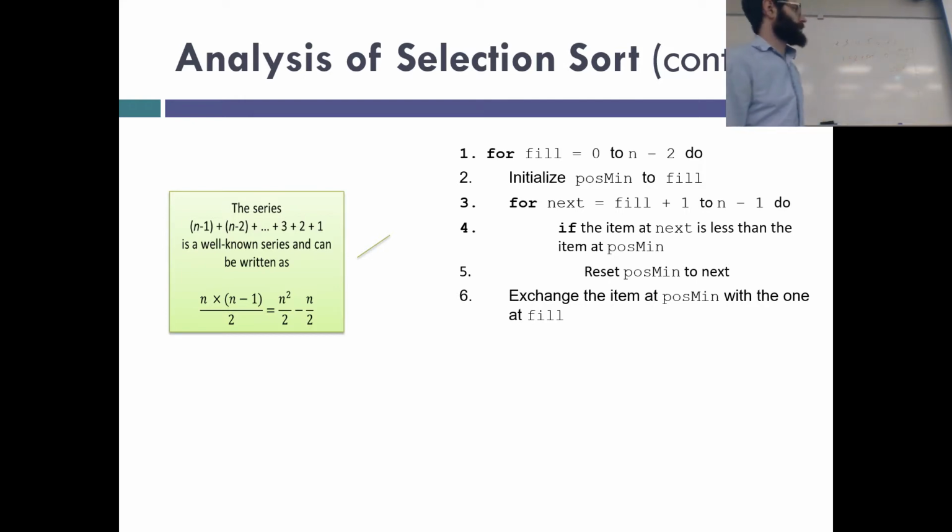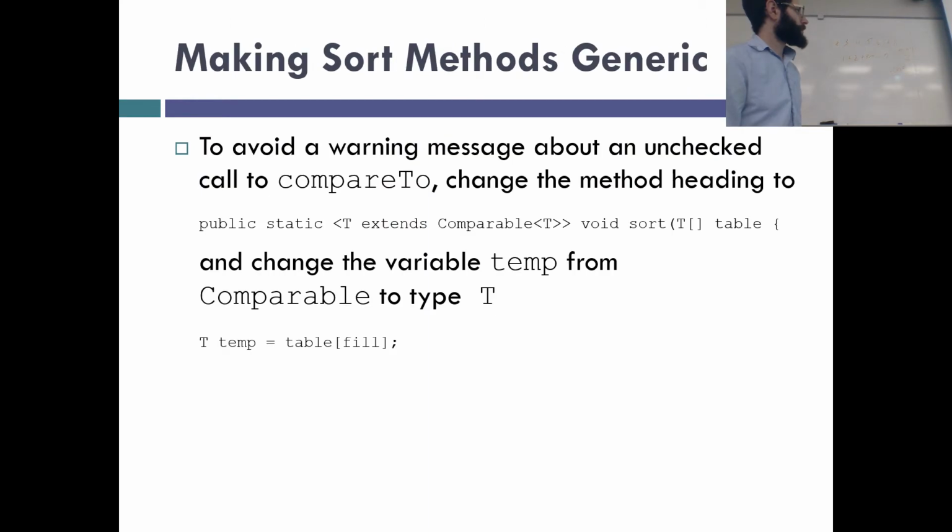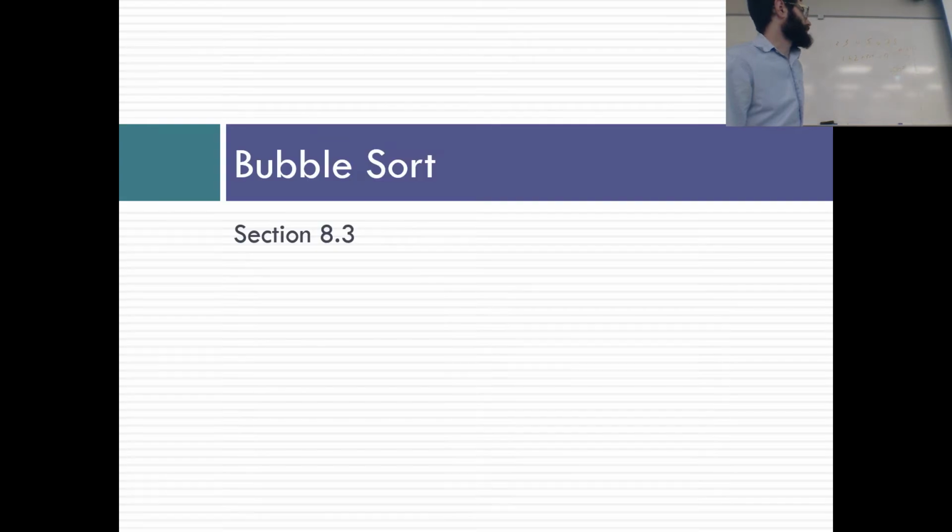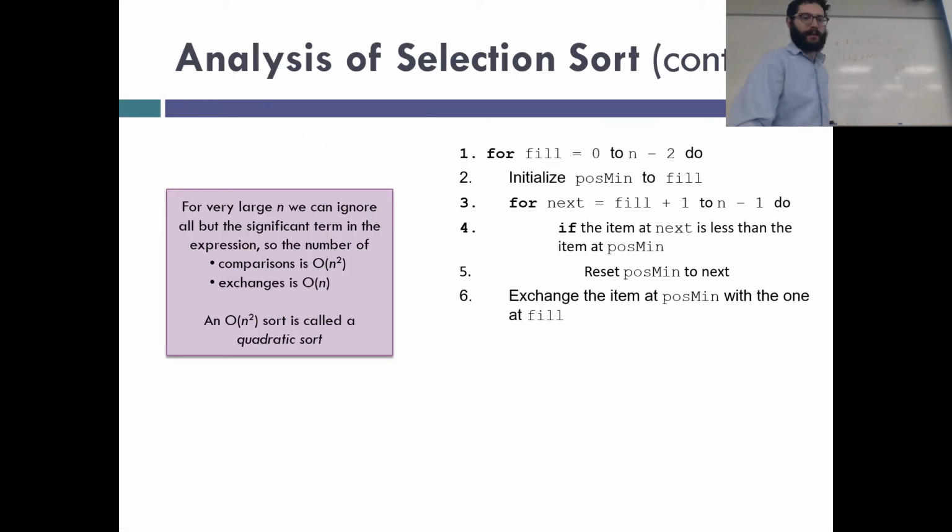But again, it's n squared over 2 minus n over 2 swaps that take place. So anyway, the big thing about this is that it takes O of n squared comparisons and O of n exchanges. Now, we don't normally consider exchanges to be a cost, because comparisons are normally expensive. Each of the things we're sorting could be a complicated data structure that takes a lot of time to compare.